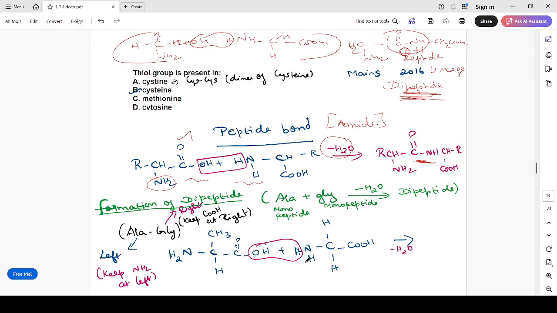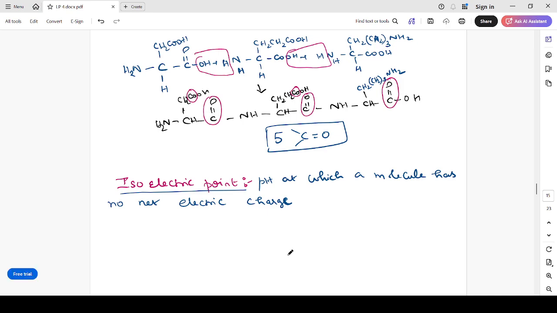Okay. So now the question is asking you how many tripeptides are formed with glycine, valine, alanine, amino acids. How many can you form?